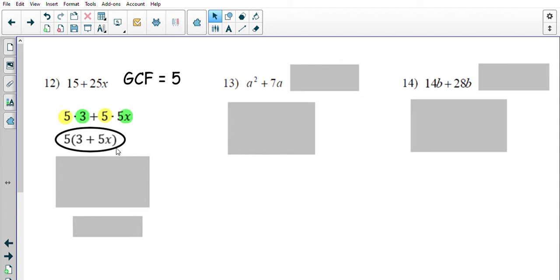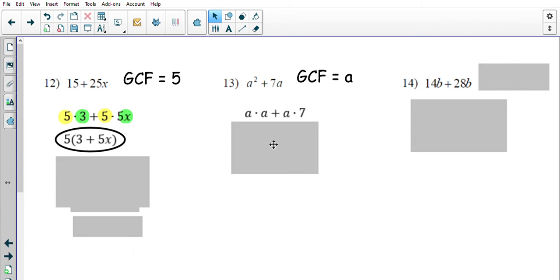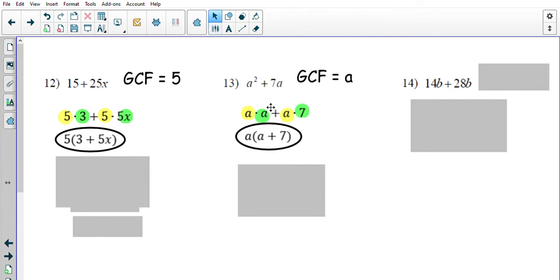In number 13, we have a to the second power plus 7a. For this one, the greatest common factor, this one's a little strange, is a, because I can take an a out of each of these terms. That's a little more challenging than what you're going to see on your test, but I still think it's good to practice. So my GCF is a, so I have a times a to get a squared, and I have a times 7 to get 7a. So the a goes outside the parentheses, and a plus 7 is left inside the parentheses. We can multiply this out. A times a is a squared, a times 7 is 7a.